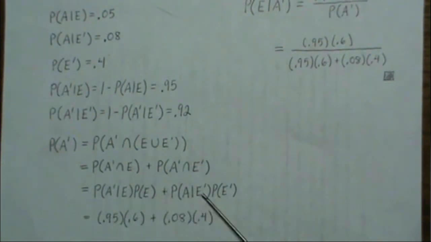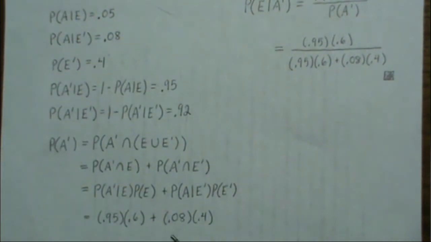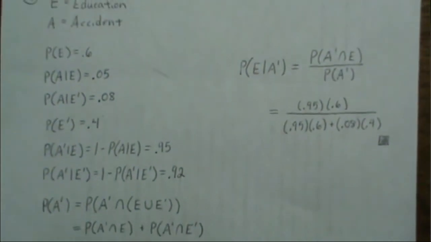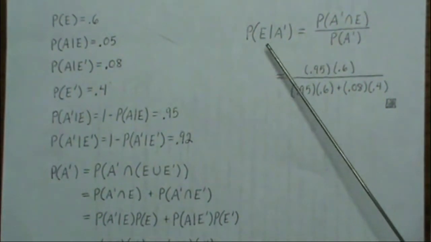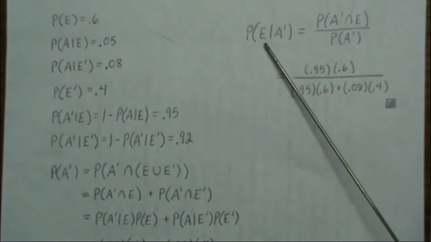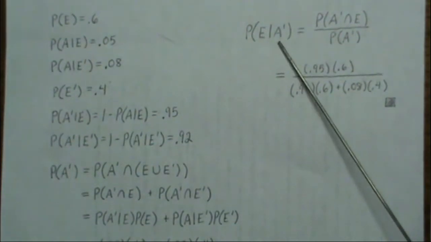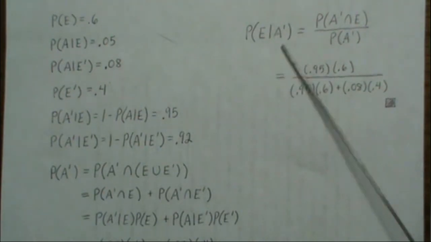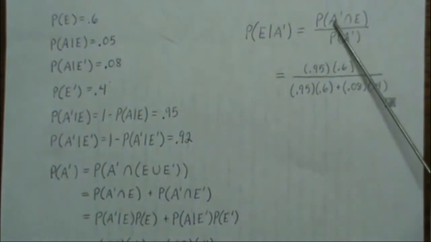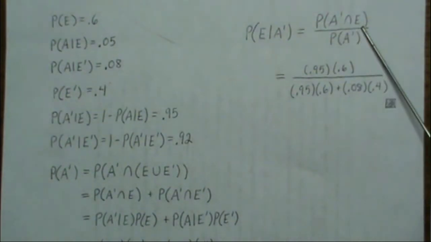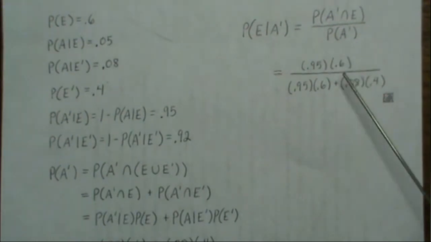And then these numbers we found up here to be this. And I'm just going to leave it like that because that's the way the answer is. Well, the problem is asking: what's the probability that we have had education given that there was no accident? So that can be rewritten as the joint of no accident intersect education divided by the probability of no accident.